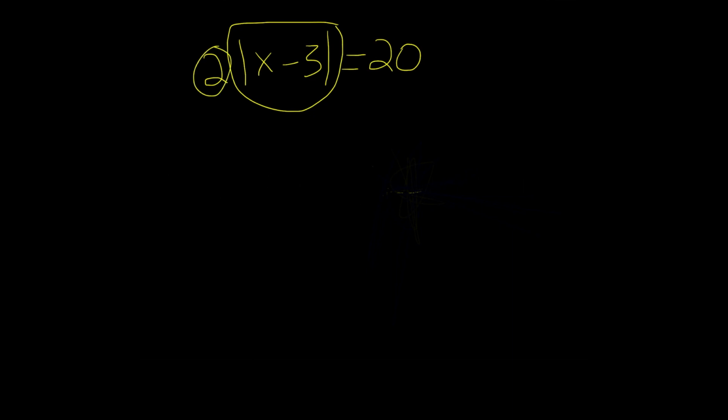To do that, we need to first get rid of this 2. And how would we do that? Well, we've got to divide by 2 on both sides. So let's divide by 2 on both sides. These 2s cancel out, and we have the absolute value of x minus 3 is equal to 20 divided by 2, which is 10.